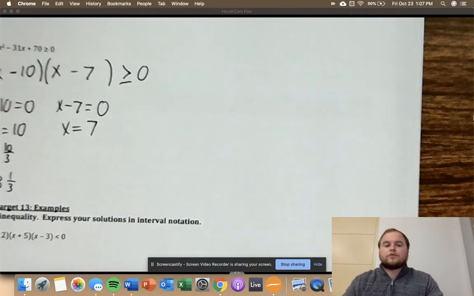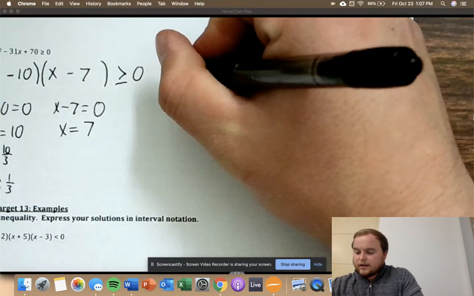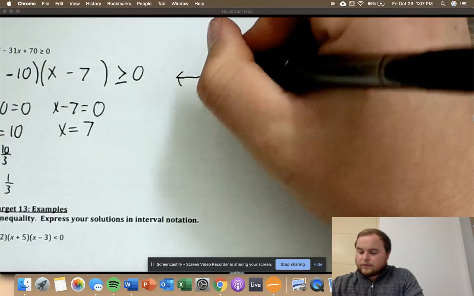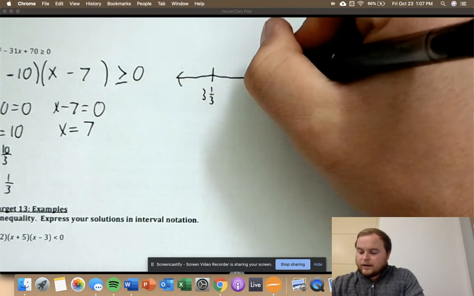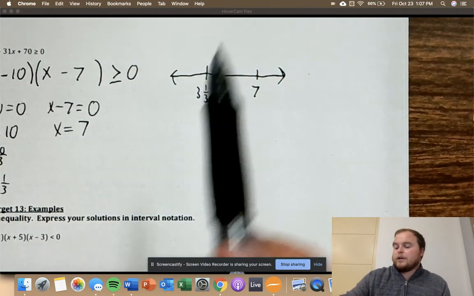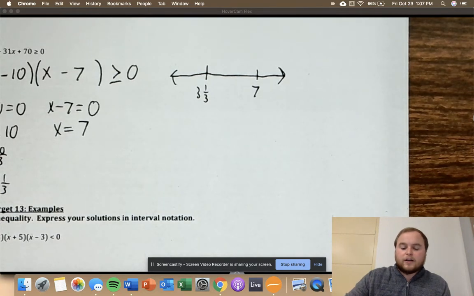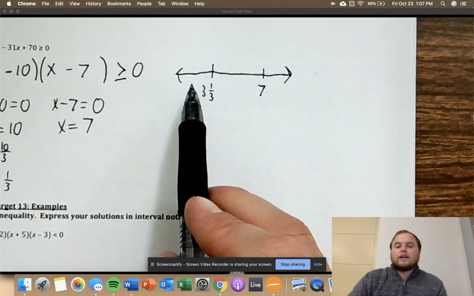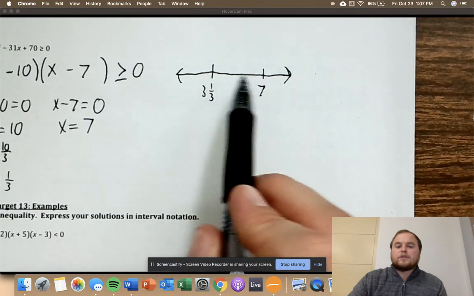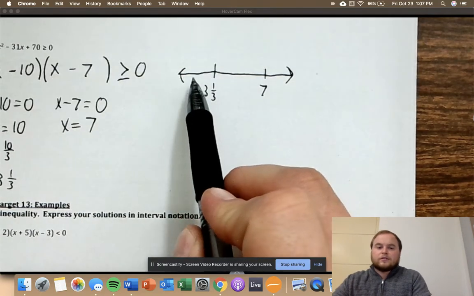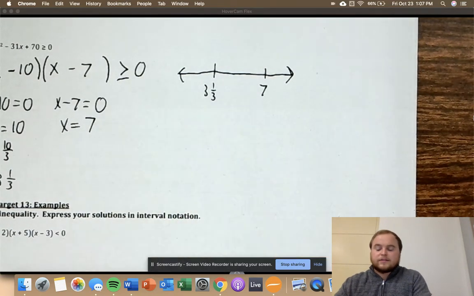All right, then I have to draw these numbers on a number line. So I have 3 and 1/3, and I have 7. Remember, they don't have to be fancy, you don't have to mark out a bunch of tick marks on the number line. We just have to put those two values down. Then we have to test on each of these intervals: anything smaller than 3 and 1/3, anything in between 3 and 1/3 and 7, and anything greater than 7.